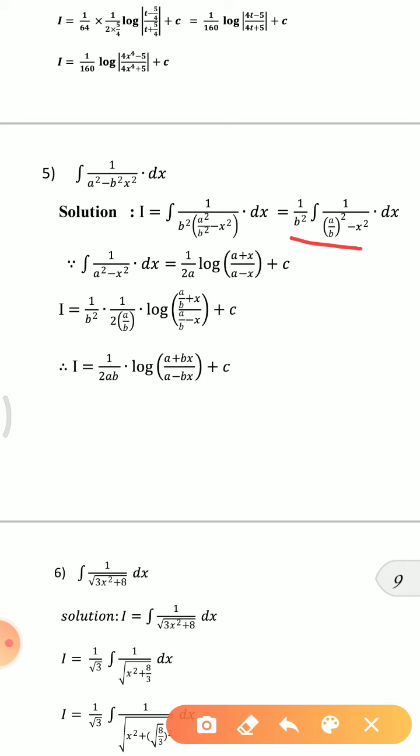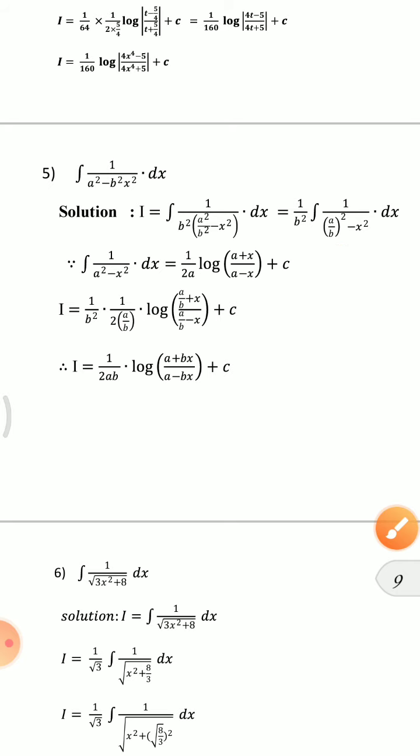That means the final answer becomes, this 1b cancels here, remaining 1 upon 2ab into log of, dividing and multiplying both numerator and denominator by b, that is (a plus bx) upon (a minus bx) plus c. That means the answer becomes: integration of 1 upon a square minus b square x square dx is equal to 1 upon 2ab log of (a plus bx) upon (a minus bx) plus c. This you have to find the integrations.